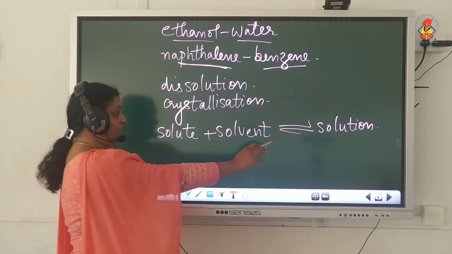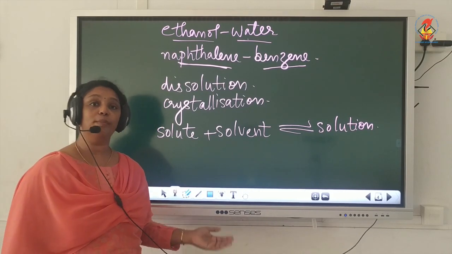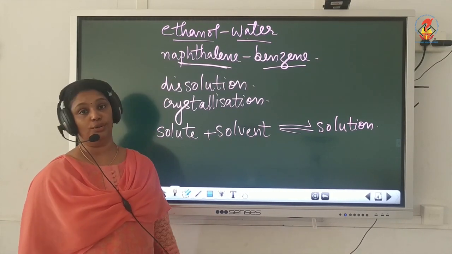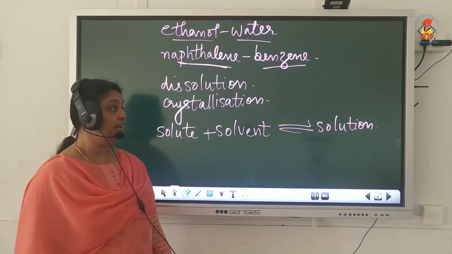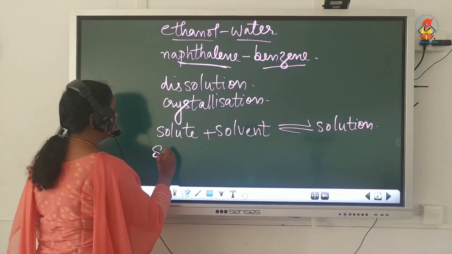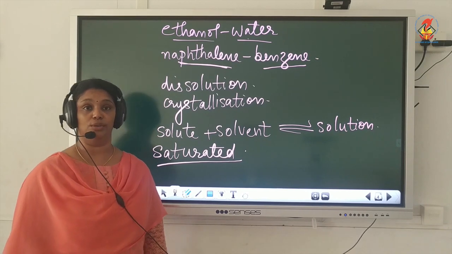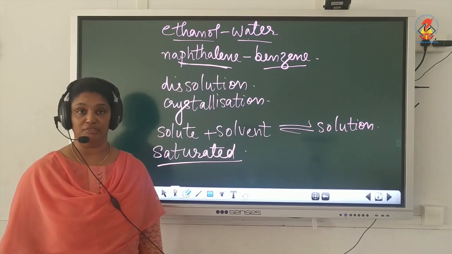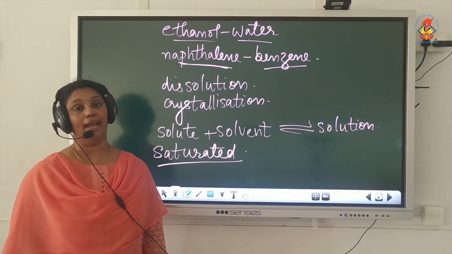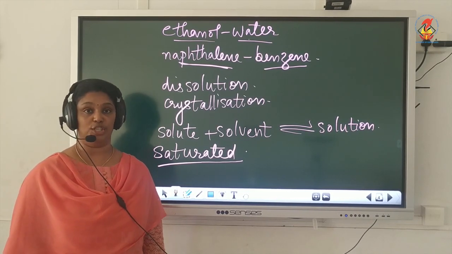At the equilibrium stage, it is not possible to add more solute. We can say that the solution has become saturated. At equilibrium, the concentration of the solution remains the same at that particular temperature. So we say the solution is a saturated solution. A saturated solution is a solution in which no more solute can be added at a given temperature and pressure.